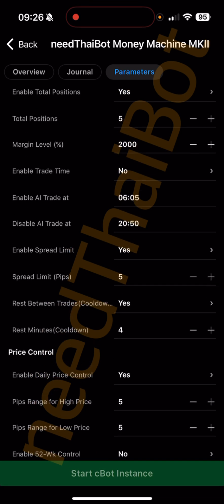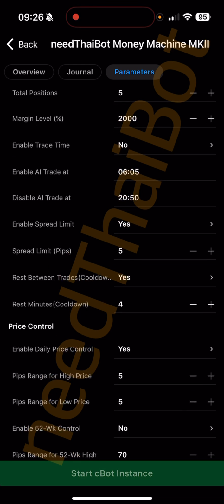Enable trade times. I don't think we need this one, but if you want the bot to open at a specific time and stop at a specific time, you can put it in here.